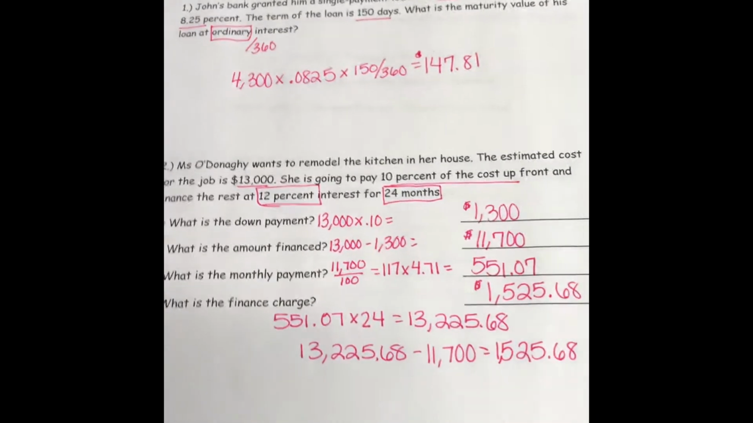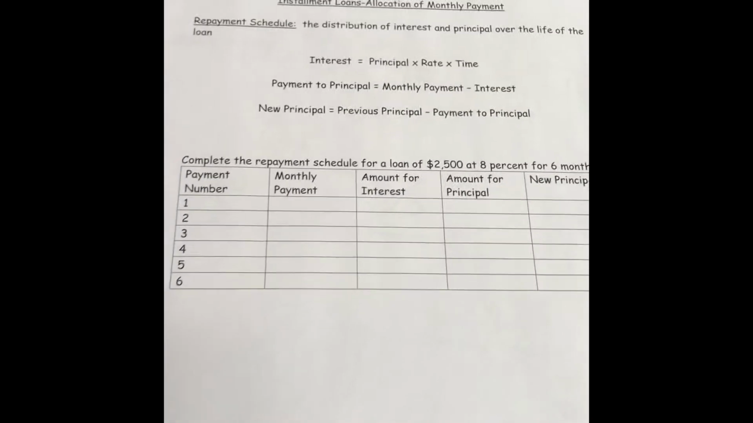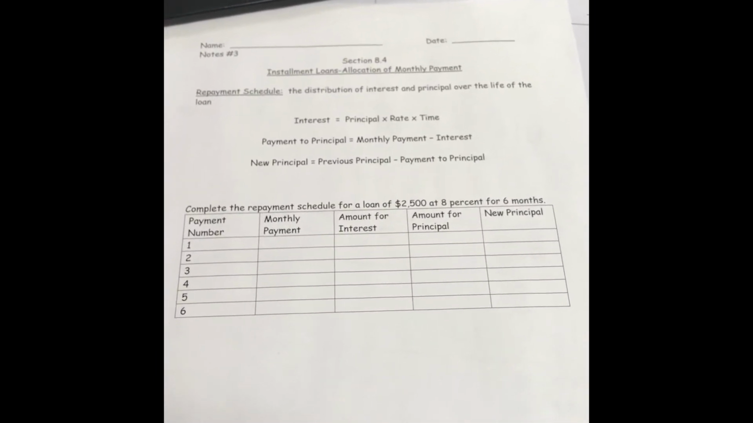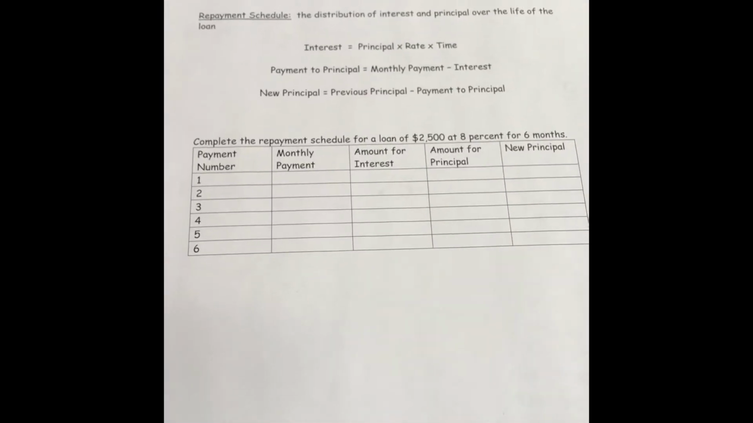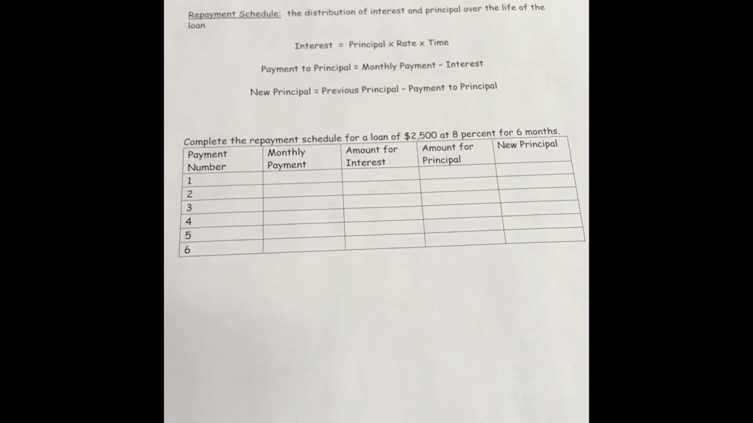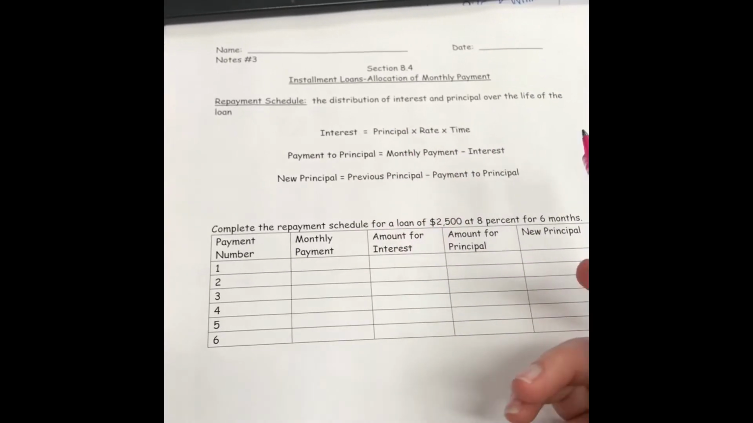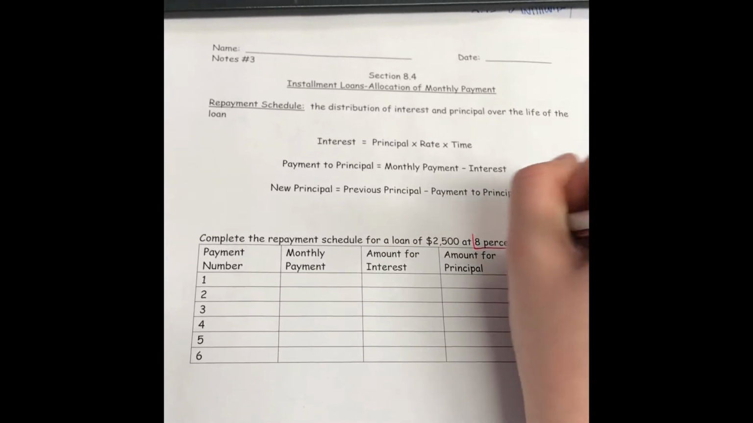If you need to pause the video, go ahead and do so. Otherwise, we're going on to our notes. So this is not in our notes packet. This is practice for you to complete on your own, or together, so you can do it independently. So we have our repayment schedule, which is the distribution of interest and principal over the life of the loan. We have our three formulas for us. So complete the repayment schedule for the loan of $2,500 at 8% for 6 months.